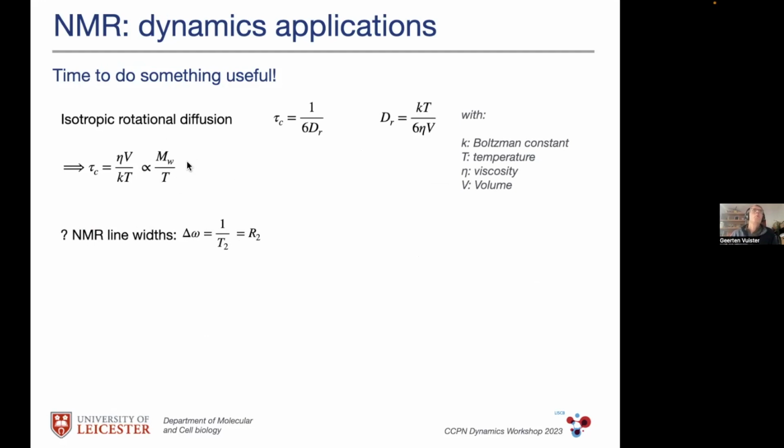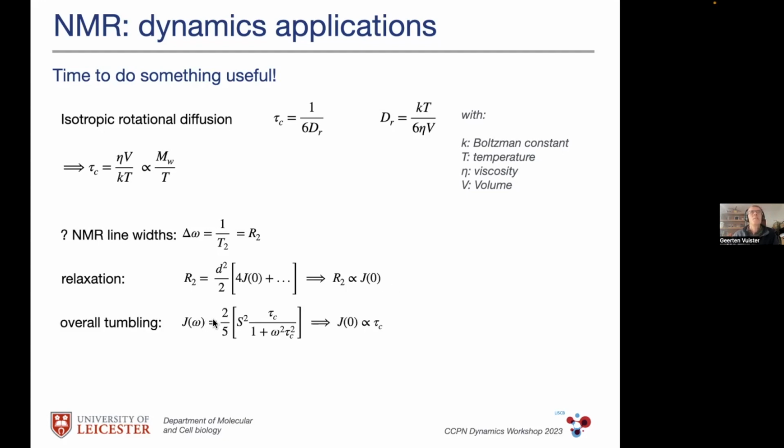Now, we also know that R2 was this long equation which had this term J0 in here. And if we take a look, for example, for a 10 nanosecond protein, this J0 term turns out to be the most important one. So we would expect R2 to be proportional to J0. But J0 comes from this equation here, which shows that if we put 0 in here, J0 is proportional to tau c.